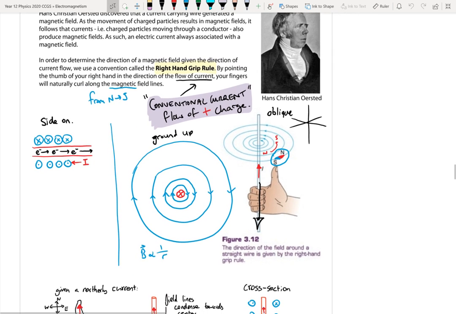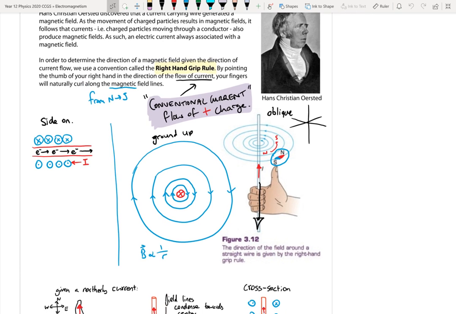So the direction of the field was associated with the flow of conventional current. Okay? So in this diagram, on your page, whatever page it is, 21. None of you seem to be on page 21. That's okay. Your thumb points upwards, and your fingers are going to curl around.